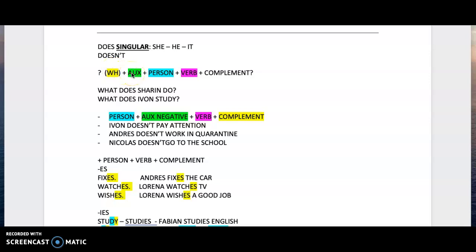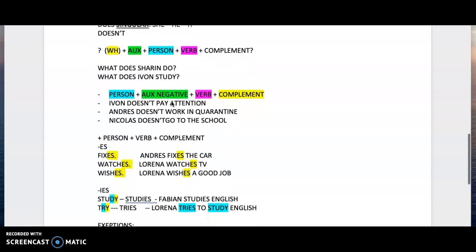Then we continue with the auxiliary. Then we have the person or the subject pronoun. Then we have the verb, the complement, and always remember the question mark. One example of this one can be what does Sharin do? Very good. Or what does Ivan study? Excellent. Now, let's continue with the negative form.